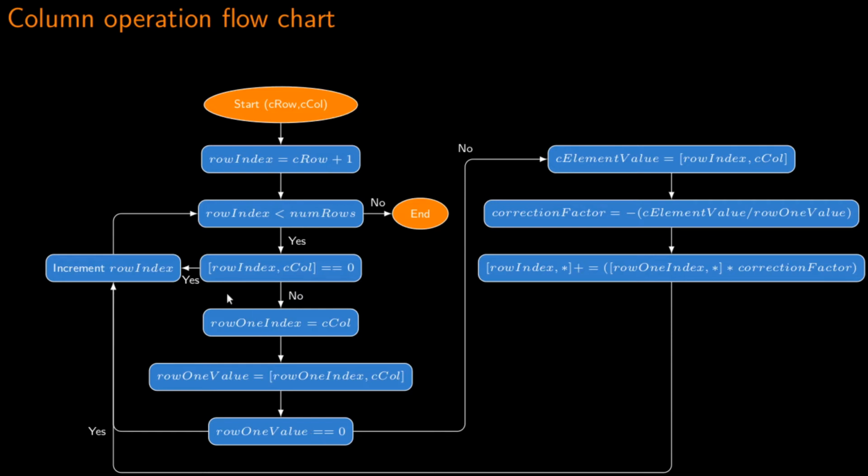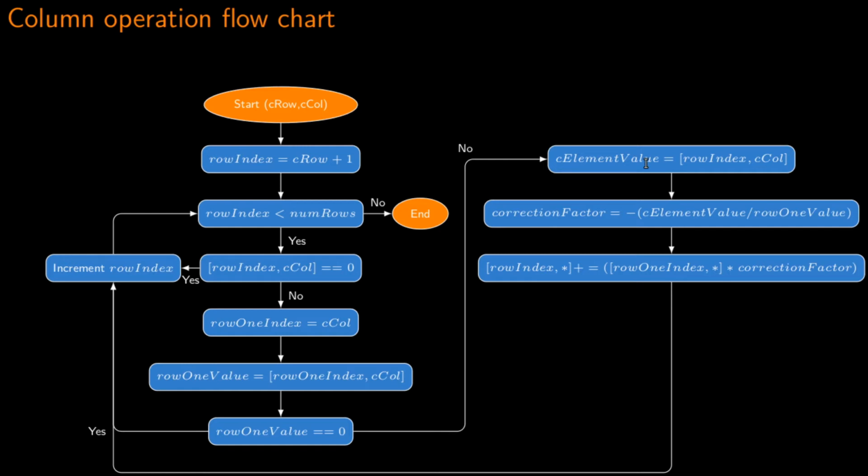So the objective is to make this element at row index, C col equal to 0. And we have to do that by manipulating one of the values from another row. So if row 1 value is already equal to 0, we can't do anything, so we just ignore it, and we skip back to here, increment row index, and go back through the loop. Now if it's not equal to 0, we go to here.